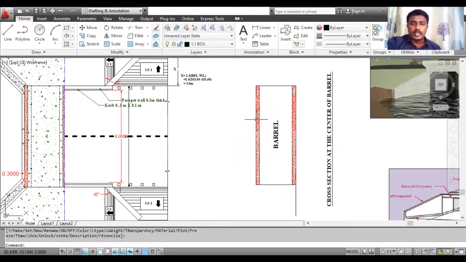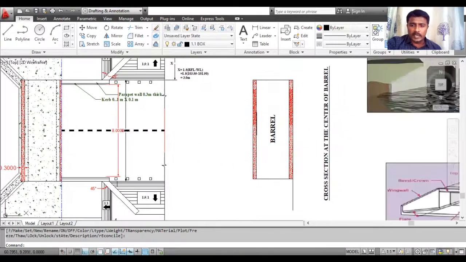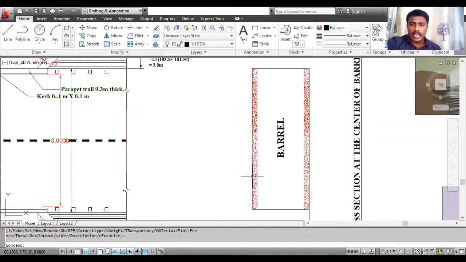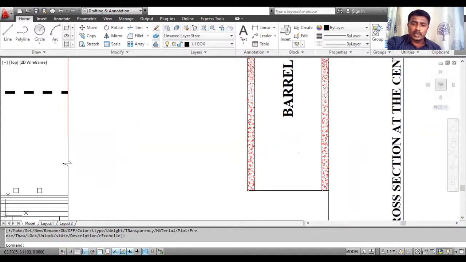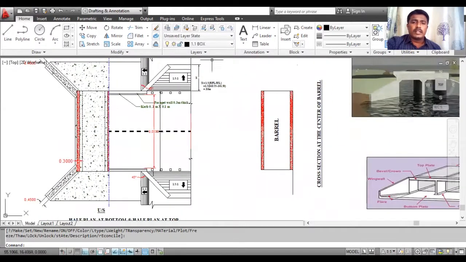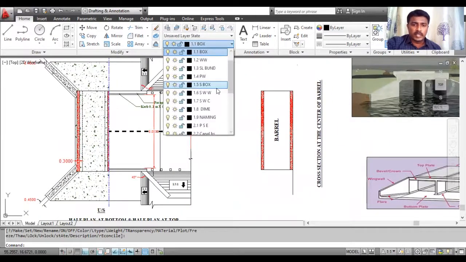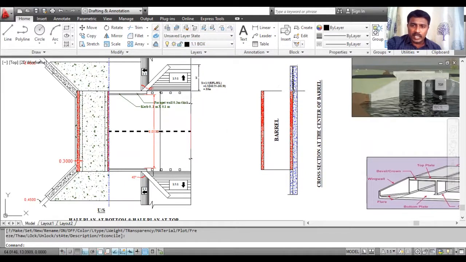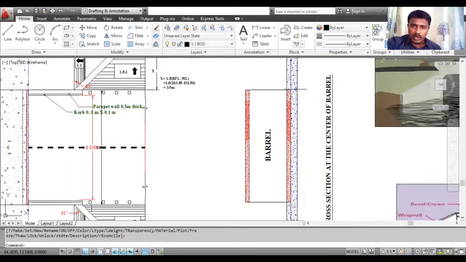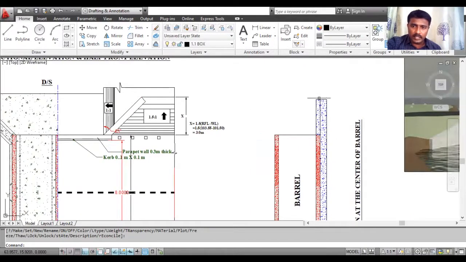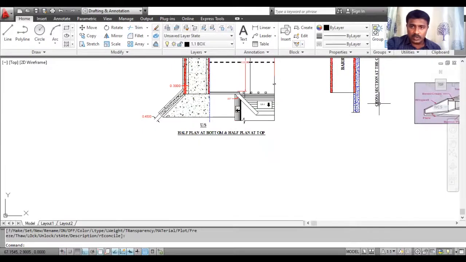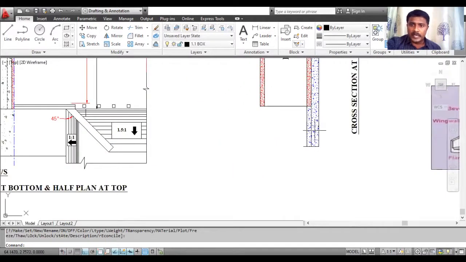So opening. At the center, since it is a cut section, you show the hatching. In this also you have to show reinforcement. Then the second procedure is you have to show the concrete. Bed concrete below the barrel, and also you have to show the bed pitching. This line I have projected up to here. Here also projections. So this is the bed concrete.